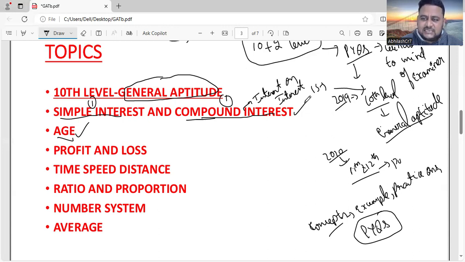What is A's percentage? Like this, the questions will be asked like this. How to solve these questions, and also solve them in a very simple way, that is in the shortest time, that also will be taught to you.